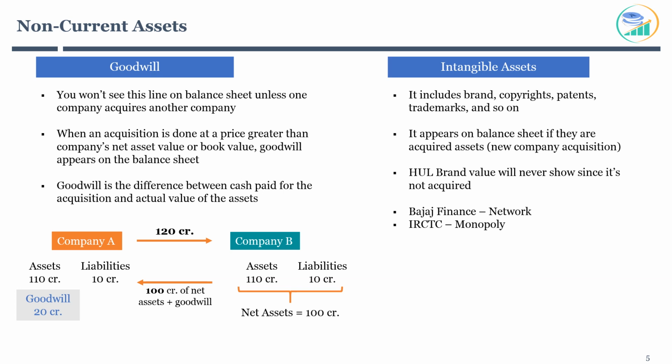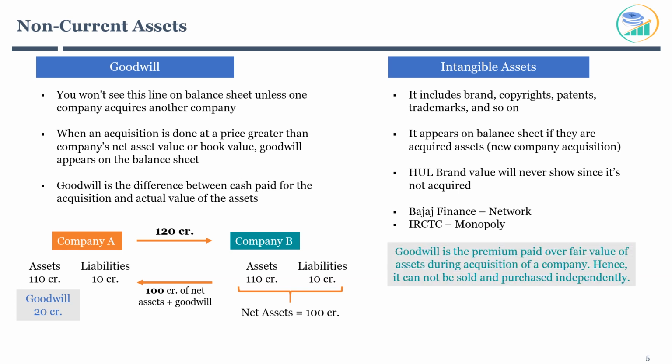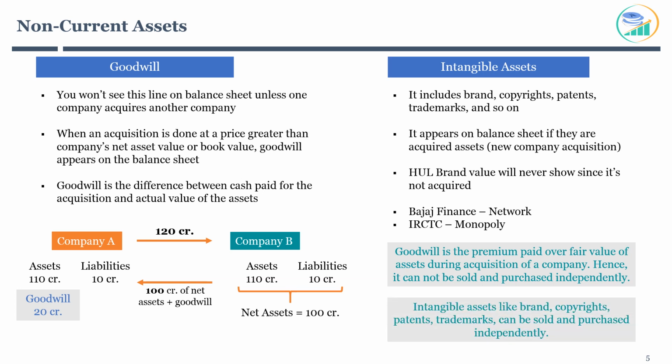Let's summarize goodwill and intangible assets. Goodwill is the premium paid over the fair value of assets during acquisition of a company. Hence, it cannot be sold and purchased independently. Intangible assets like brand, copyrights, patents, and trademarks can be sold and purchased independently.